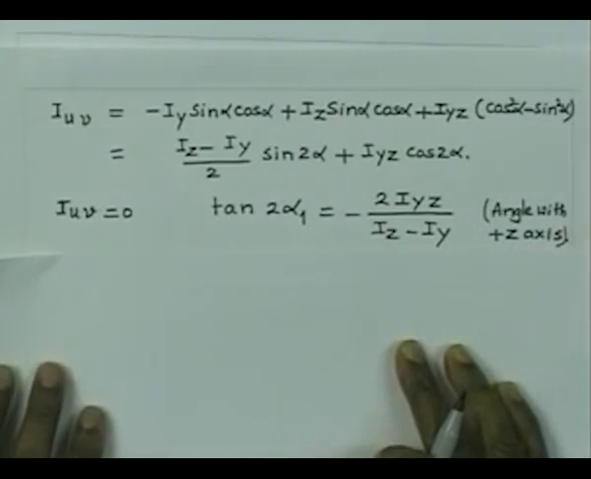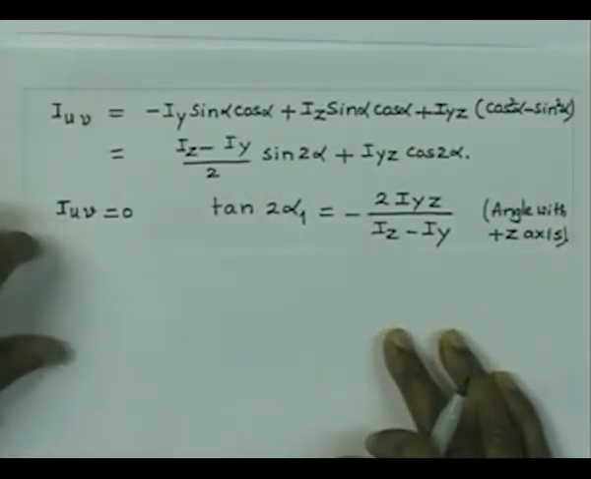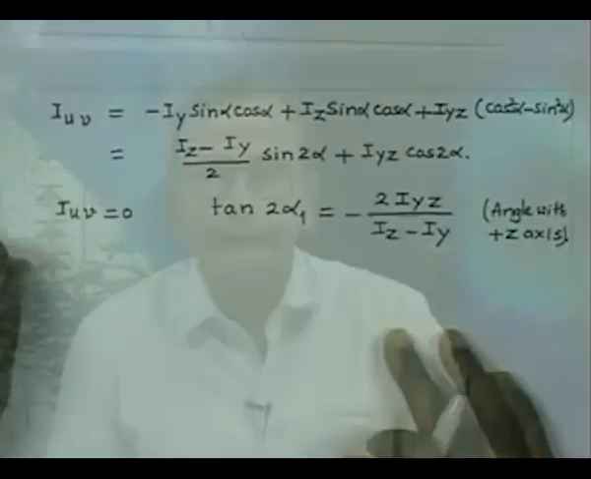So, now we are in a position to get the direction alpha 1 which will make the product moment of inertia 0. These are directions which are called principal directions of the cross section. Now, it is easy to work with the flexure formula that we have derived to find out the bending stresses acting on a cross section.